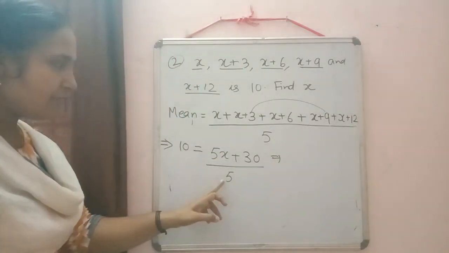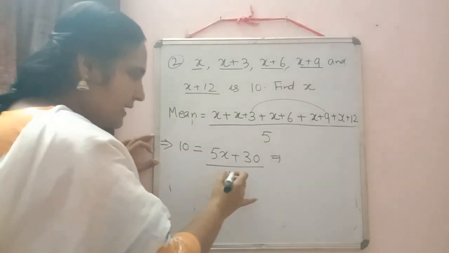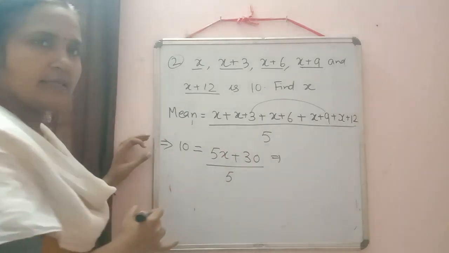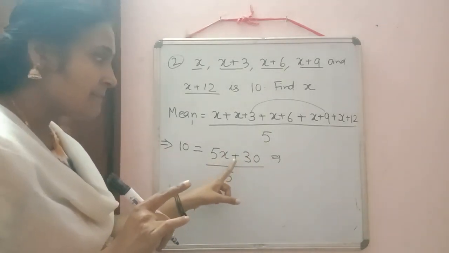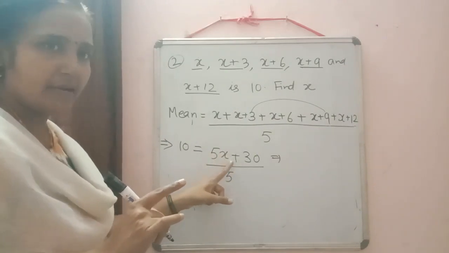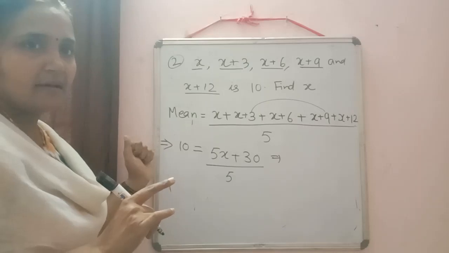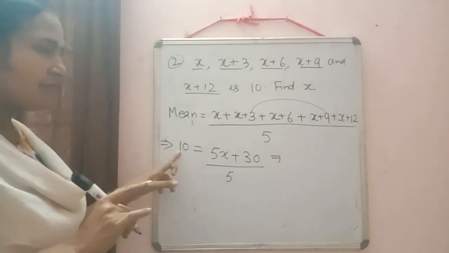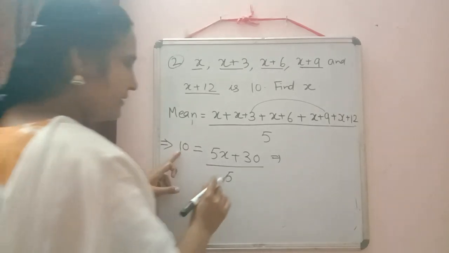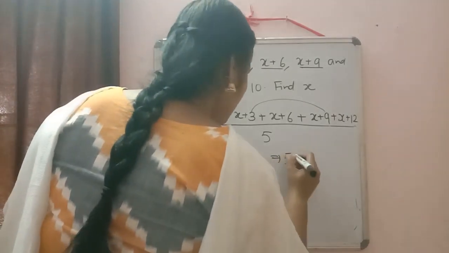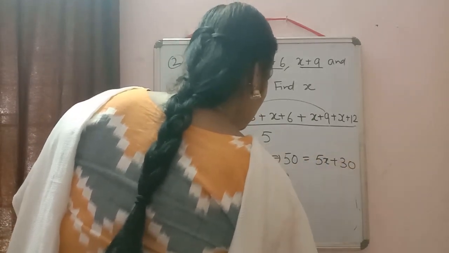Now what we will do? We will shift 5 to the left hand side. Some students are cancelling 5 and 30 here only. That is wrong. Why wrong? Because here 30 is added to 5x, so we cannot do the cancellation when an addition sign is there. So first we will shift 5 to the left hand side. So 5 will get multiplied by 10 here. So it will be equal to 10 into 5, 50 is equal to 5x plus 30.